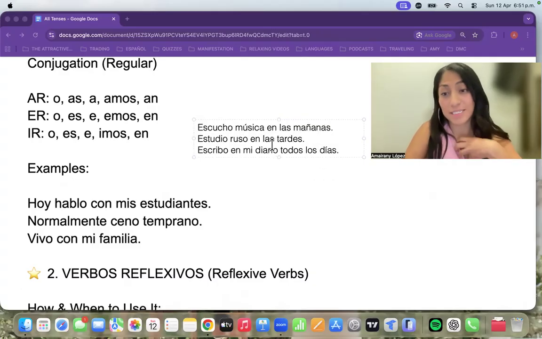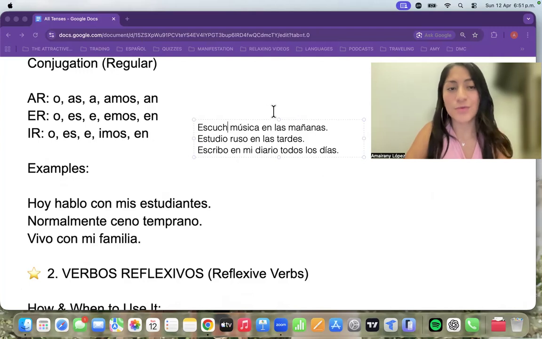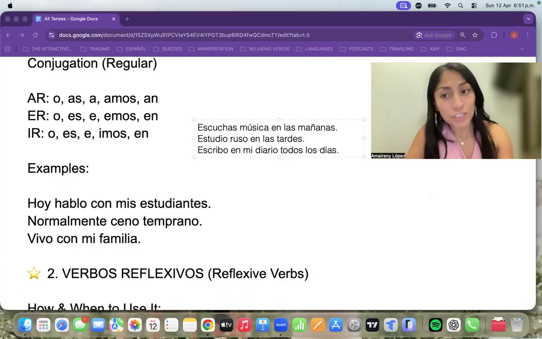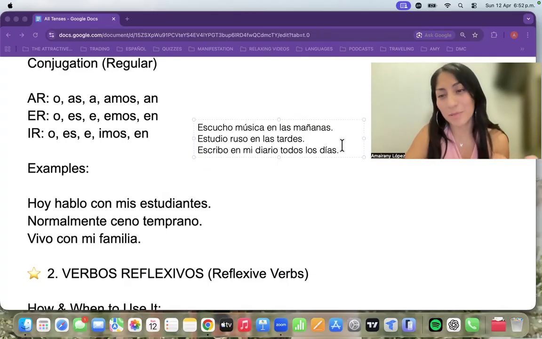Here I'm focusing on myself, but if I were to say you listen to music, or they listen to music, or we listen to music, this of course would change depending on the ending that I'm focusing on. So escuchas, you listen to music in the mornings. Escucha, she listens or he listens to music in the mornings. Escuchamos, we listen to music in the morning, and escuchan, they listen to music in the morning, okay? So that's how that's going to work. But here I'm going to suggest that you talk about yourself first, so you get familiarized with that whole concept, okay?